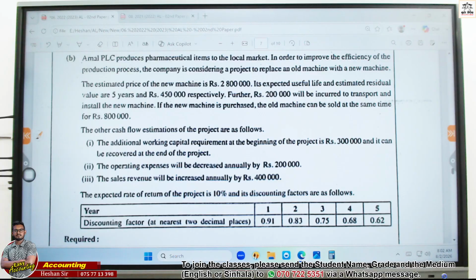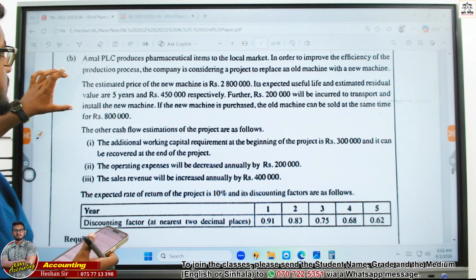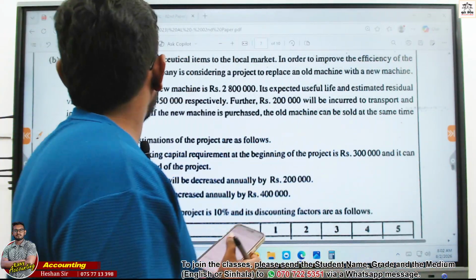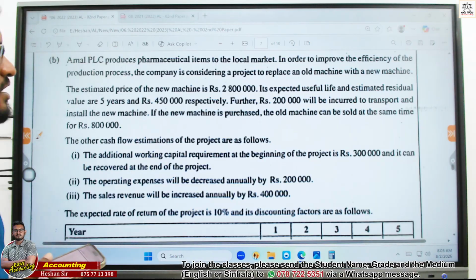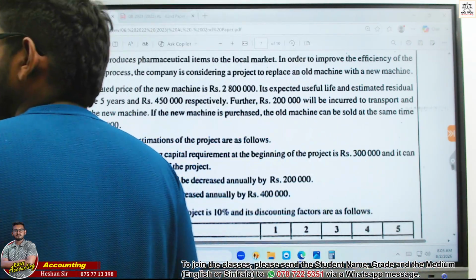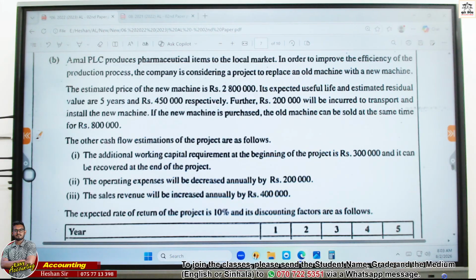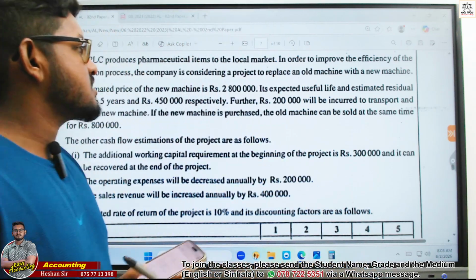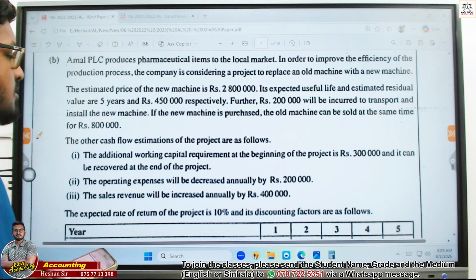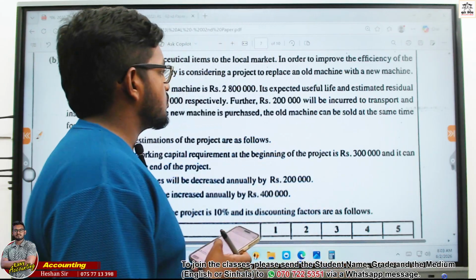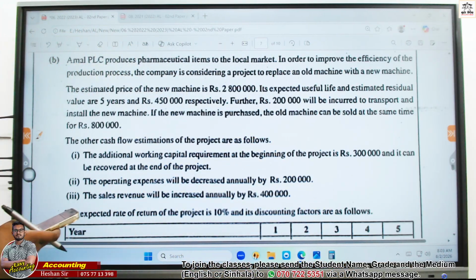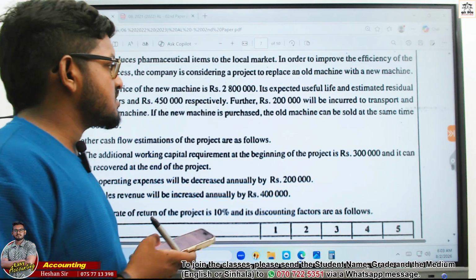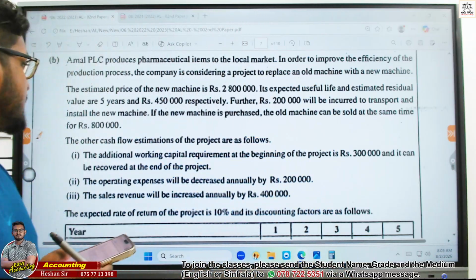Right. Let's see 4B. Amal PLC produces pharmaceutical items for the local market. In order to improve the efficiency of the production process, the company is considering a project to replace an old machine with a new machine. The estimated price of the new machine is 2,800,000. Its expected useful life and estimated residual value are 5 years and 450,000 respectively. Further, 200,000 will be incurred to transport and install the new machine. If the new machine is purchased, the old machine can be sold at the same time for 800,000.